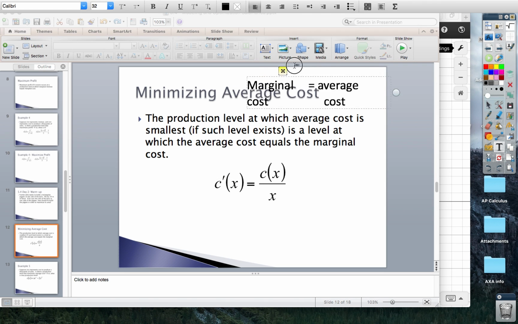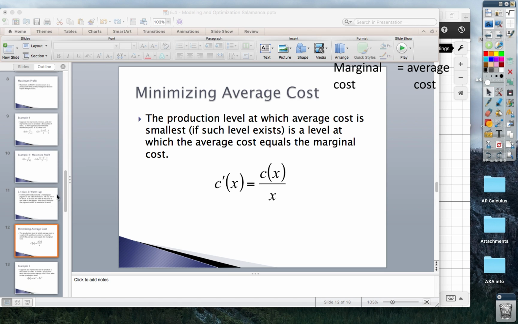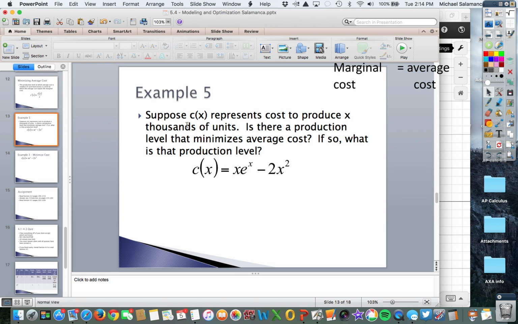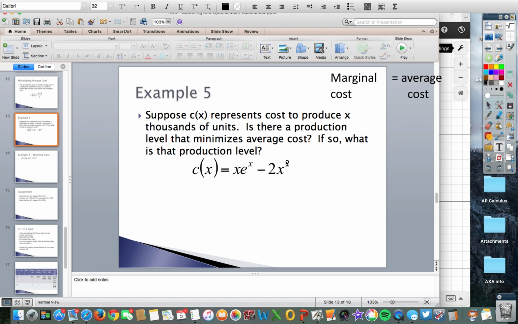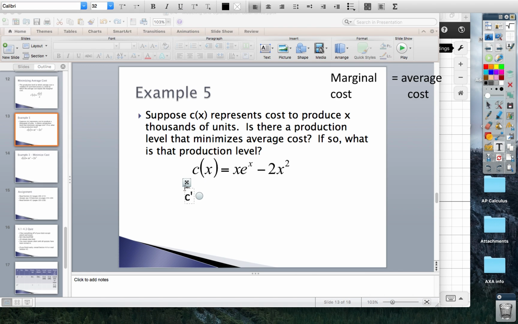So let's use this formula that we have here and work on the next problem. Suppose C of x represents the cost to produce x thousands of units. Is there a production level that minimizes average cost? If so, what is that production level? So remember, we're doing marginal cost equal to average cost. So this is the formula we're going to be working with.